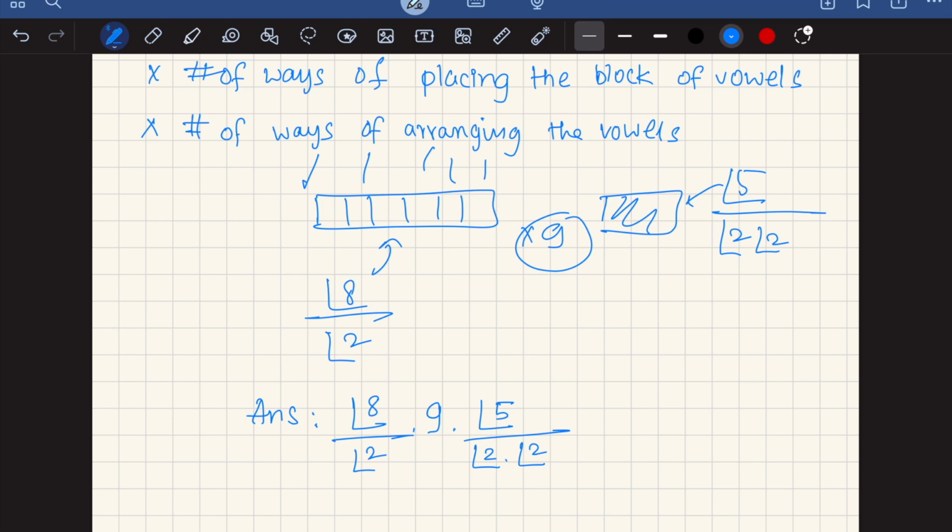Now there is some question. Why is it 9, not 9 factorial, but 9? All we are asking is how do you place a block, right?